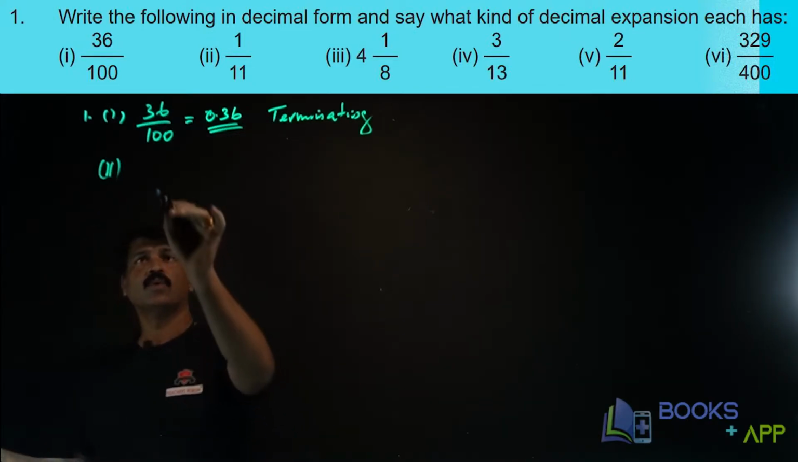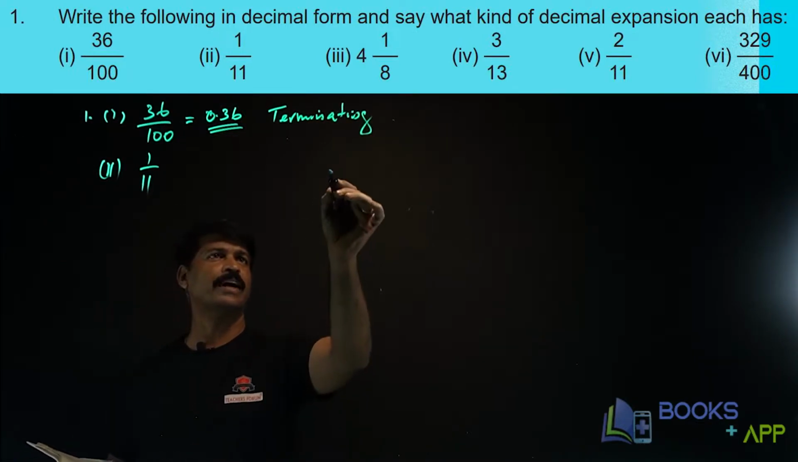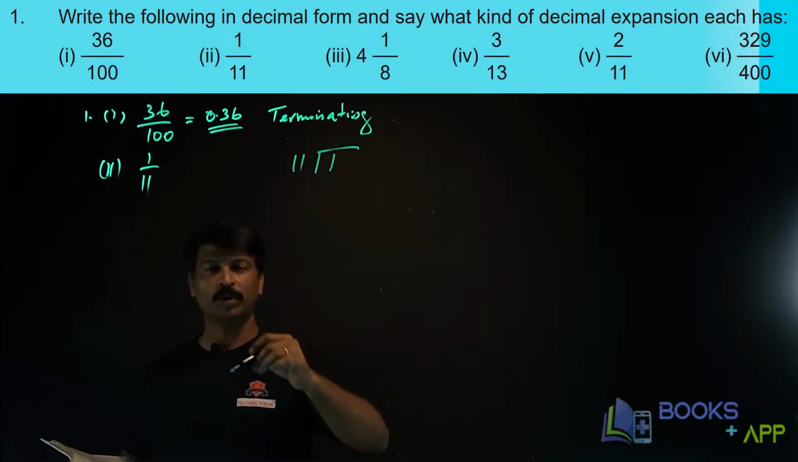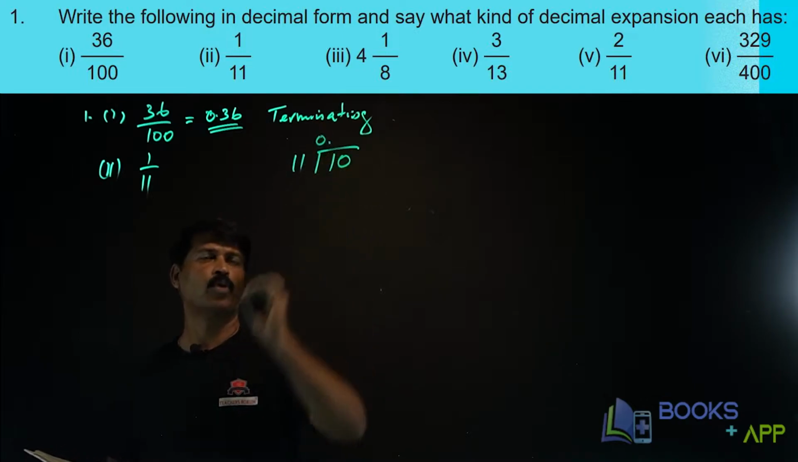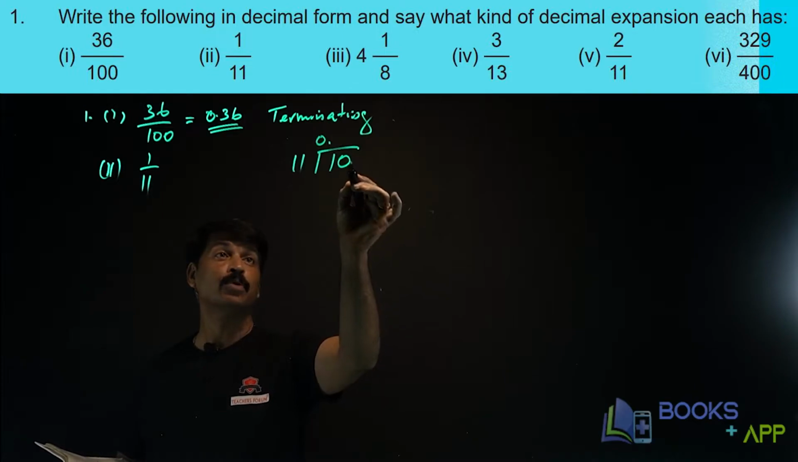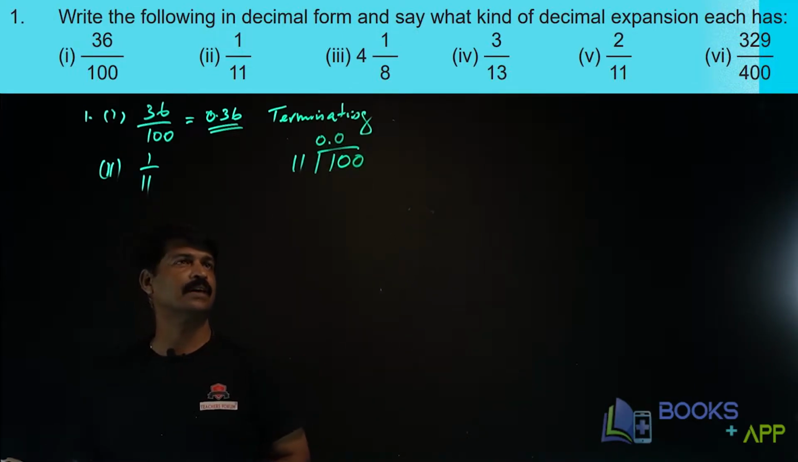The second one, 1 by 11. What we have to do? Now let us divide 1 by 11. 1 by 11, it is not possible. So you have to put a 0 here and a point. Is it possible now? No. So put another 0. Now what is the answer?